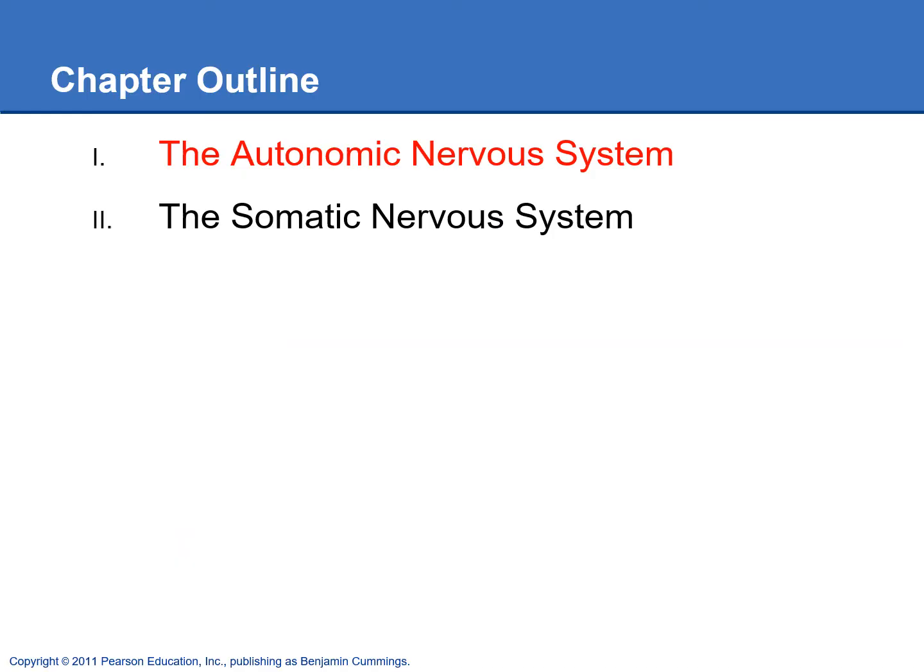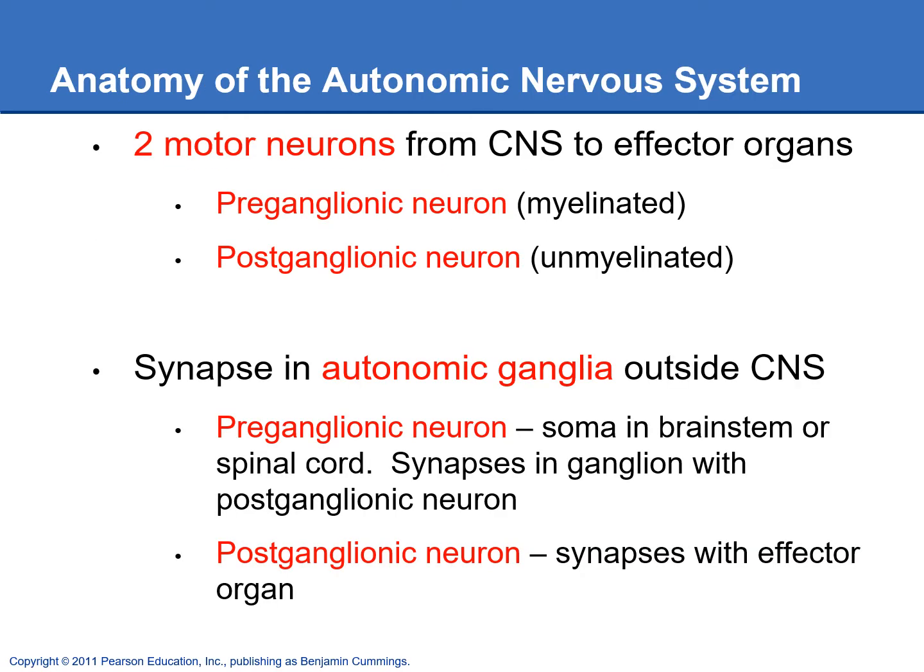We're going to take a look at autonomic pathways in this lecture. With the anatomy of the autonomic nervous system, there's two motor neurons to go from the central nervous system to the effector organs. So we have the preganglionic neuron, which is myelinated, and then the postganglionic neuron, which is not myelinated. They synapse in the autonomic ganglia, which is located outside of the central nervous system.